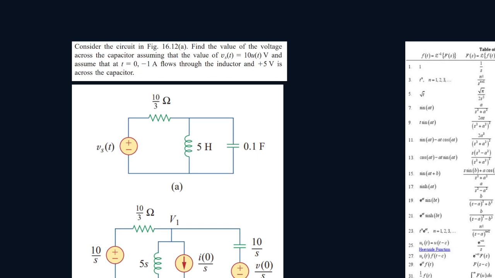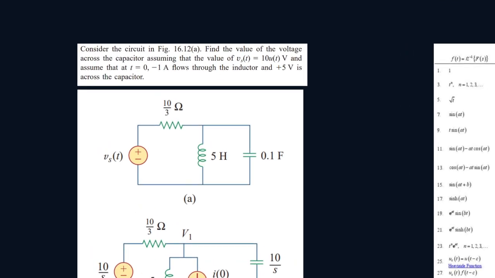Okay, so let's solve the following circuit question here. So we're told the S of t is 10 times the unit step function, and we're told the initial condition of the current flowing through the inductor is minus 1 amp, and we're also told the initial condition of the voltage at the capacitor is 5 volts.